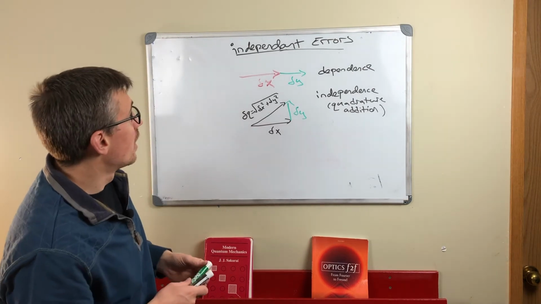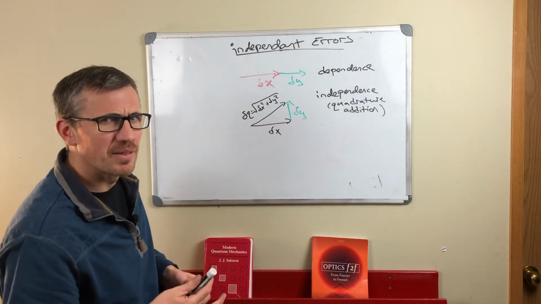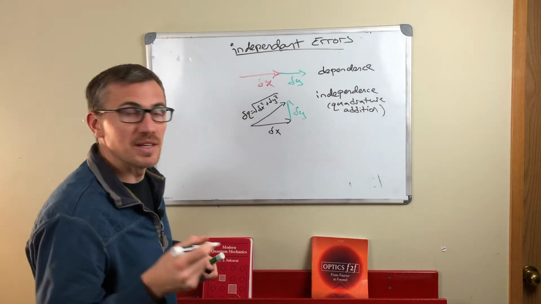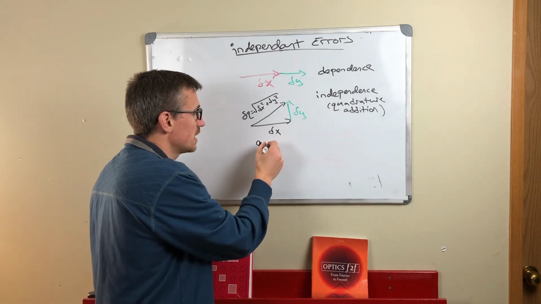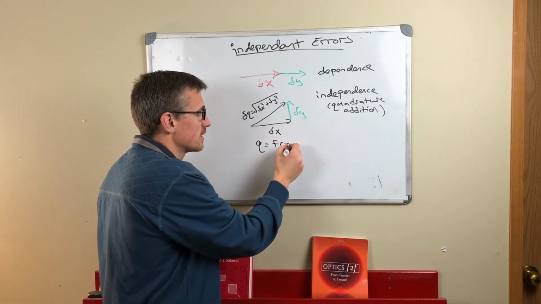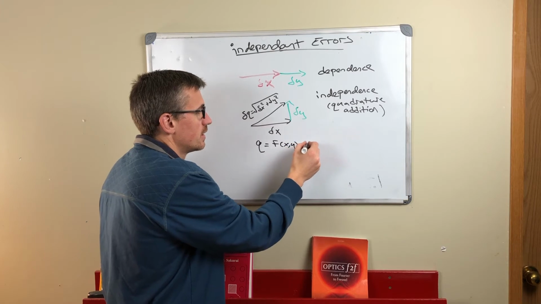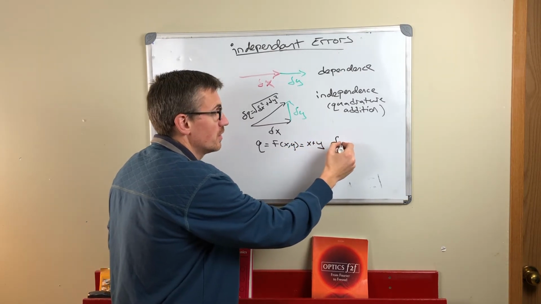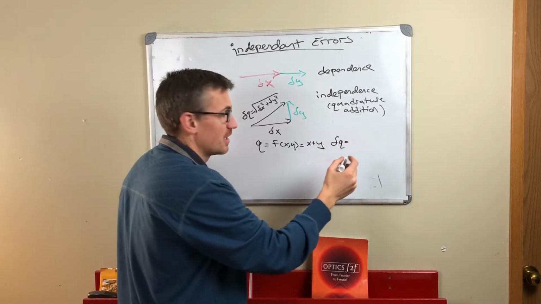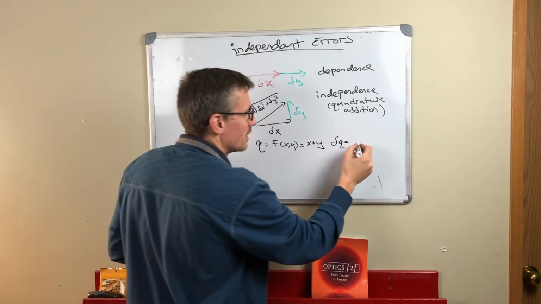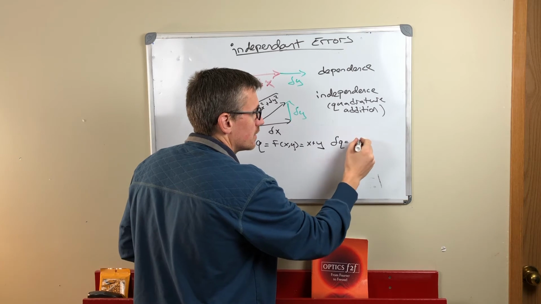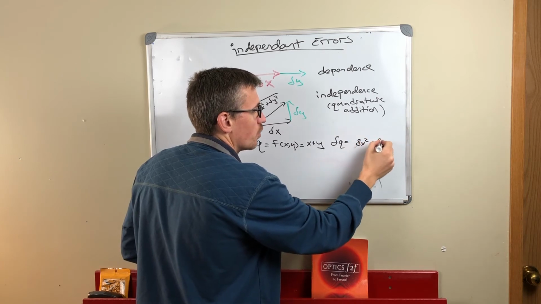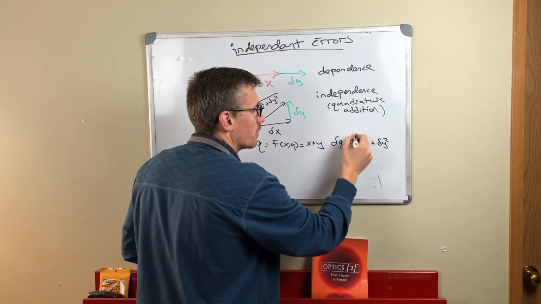Okay. So let's rewrite our rules now. If we have independence, q is equal to f of x, y, which is x plus y. Well, then our delta q is now going to be a bit fancier. It's going to be delta x squared plus delta y squared, all square rooted.